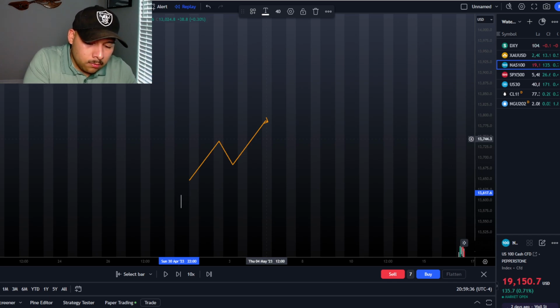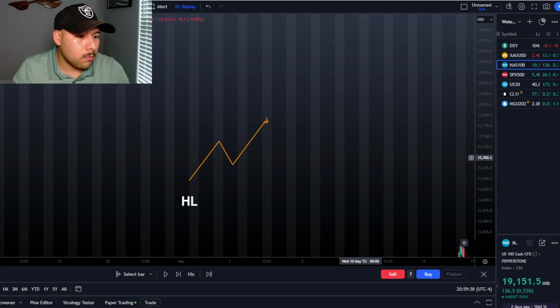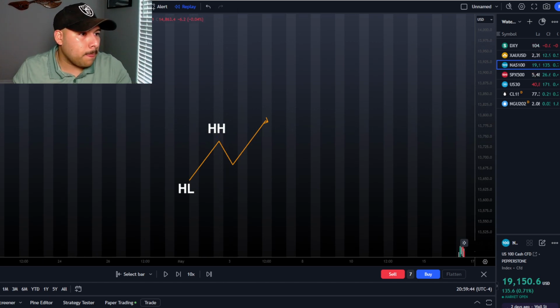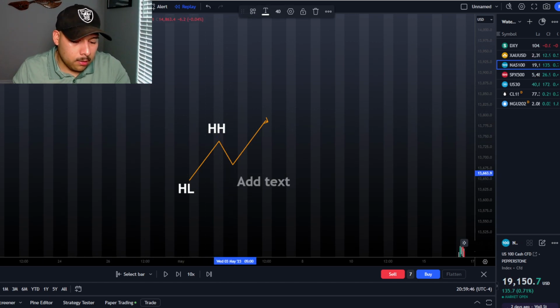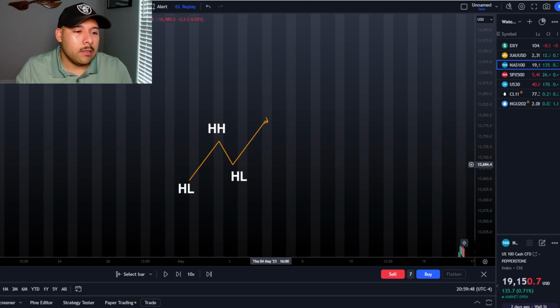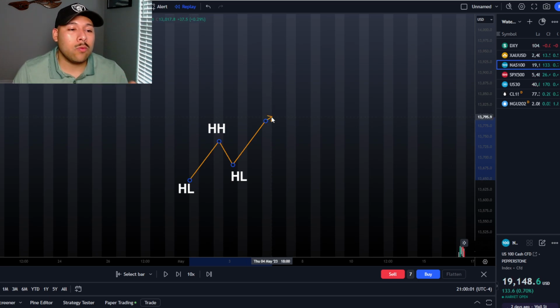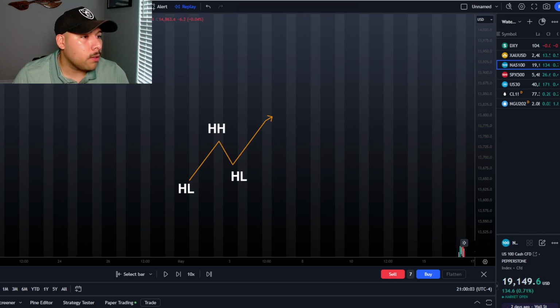So this is my higher low. This is a higher low here. This is my previous higher high. And this is a higher low. As you can see, price created a higher high, came back down, created a higher low. Price broke the previous structure of the higher high. So this is where you should be looking for a support and resistance level.